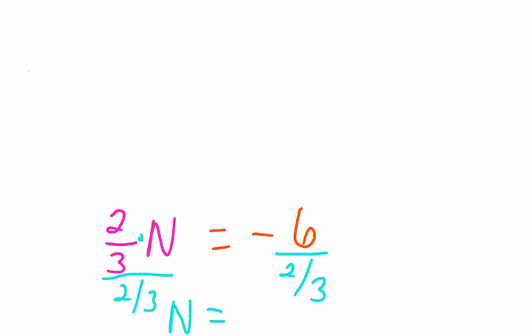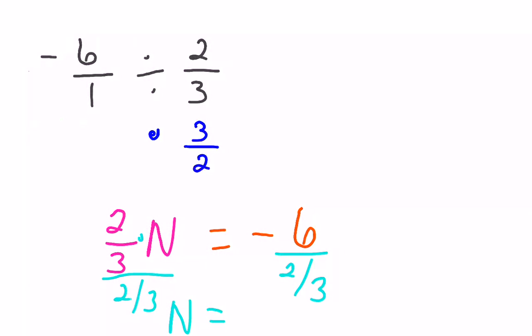All right. So in this case, we have -6. And remember, we can write any whole number as a fraction by putting it over 1. And we're dividing that by 2/3. And remember, we don't actually divide. We change it to multiply, but we flip the second fraction. So the first one stays the same, the second one flips. And to multiply fractions, we go straight across.